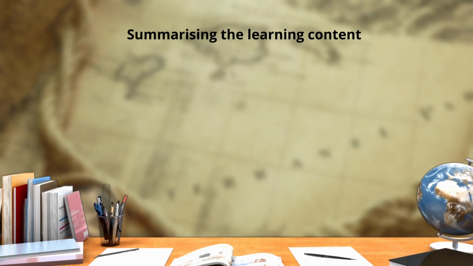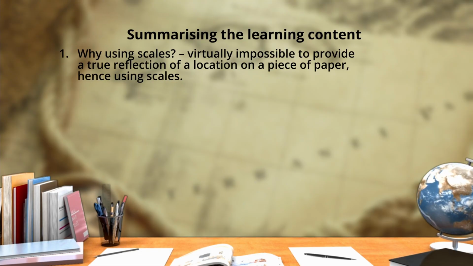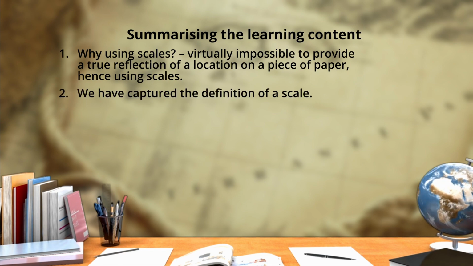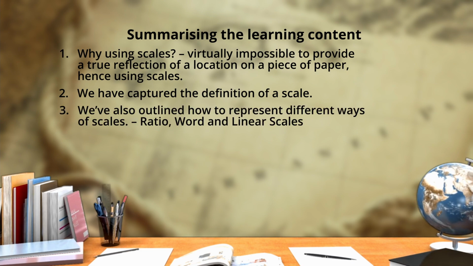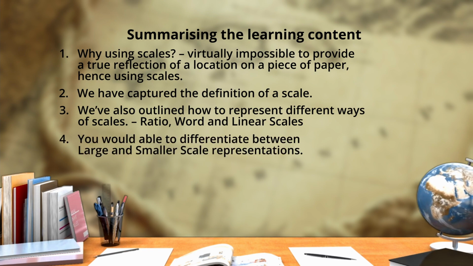Now that we have come to the end of our lesson, let's look at the lesson summary. It is important to remember that it is virtually impossible to provide a true reflection of a location on a piece of paper, hence using scales. We have captured the definition of a scale. We have also outlined how to represent different scales: ratio, word and linear scales. You should always be able to differentiate between large and small scale representation.